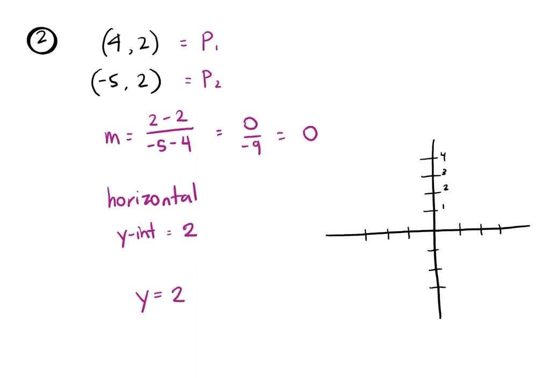A quick sketch of the line, we know that it's horizontal, we know its y-intercept is 2. And so you would just be drawing a horizontal line as best as you can that goes through the point 2. And we're going to label the line.